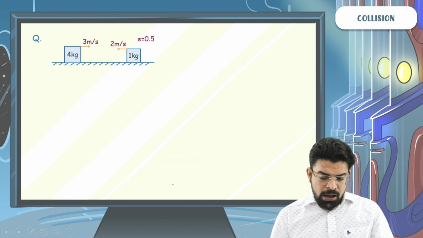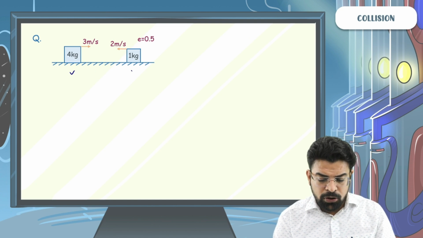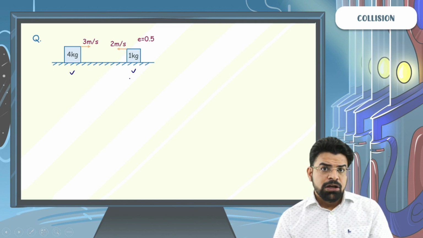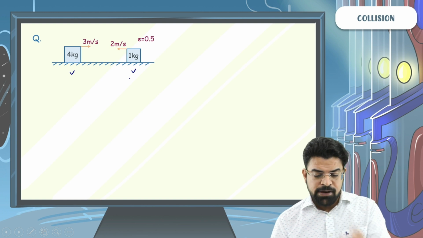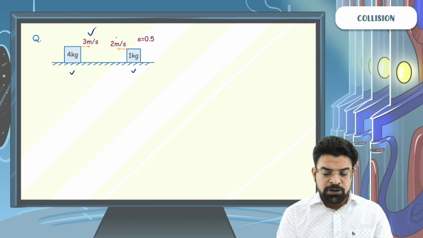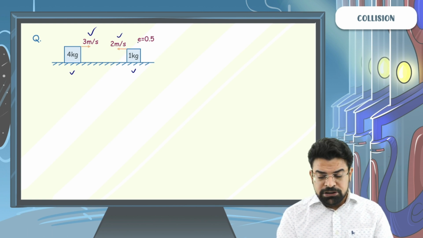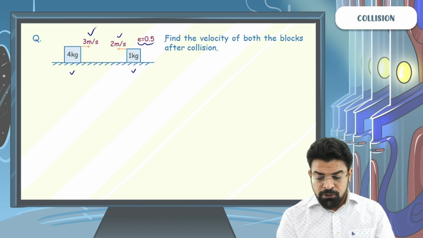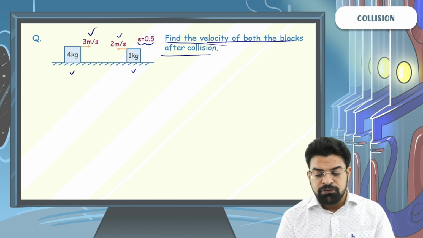Now the question is, there are two blocks of mass 4 kg and 1 kg. The block of mass 4 kg moves towards right with a speed of 3 meter per second, while the block of 1 kg moves towards left with a speed of 2 meter per second. Coefficient of restitution is 0.5. Question is, find the velocity of both the blocks after the collision.